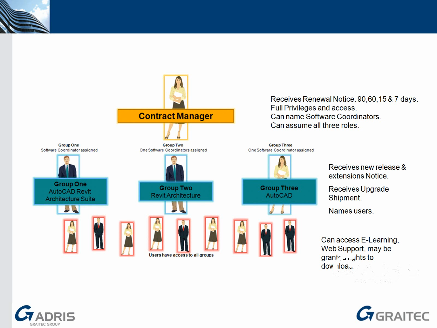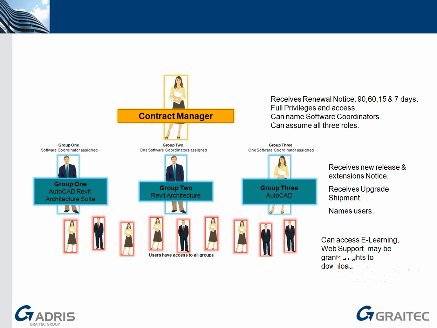So if it was a large organization, rather than one individual, the contract manager, having to deal with the day-to-day running and the financial aspects of the subscription center, the contract manager could nominate one or more software coordinators. The software coordinator would be the person who would deal with the day-to-day running of the system. They would be the ones who would receive notification of new releases and any extensions that will be available, advantage packs. These would be the people who would actually receive the upgrades.